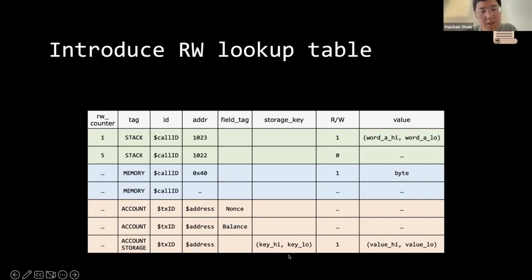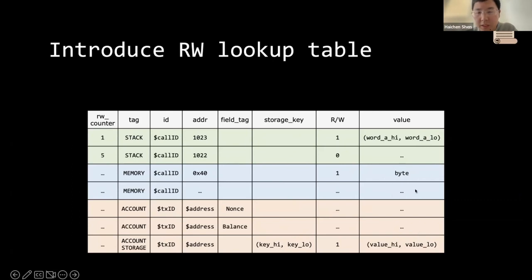You have a storage key, which is a 256-bit value. That breaks down into two parts, the key high and the key low, so each represents 128 bits. They're going to use 2 columns for the storage key. And then the next column will be read or write, which indicates whether this is a read operation or a write operation. And then the last part will be the value here. So the value for the stack and the storage value, it's 256 bits, so you need to break it down into a high and low representation for that.